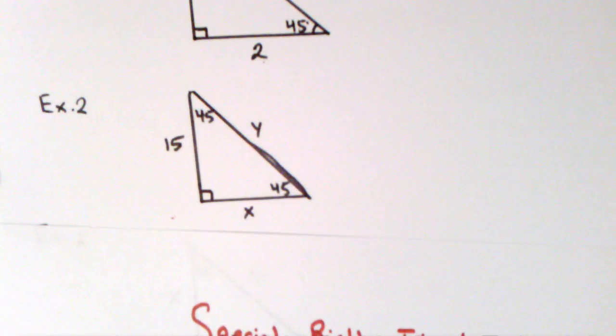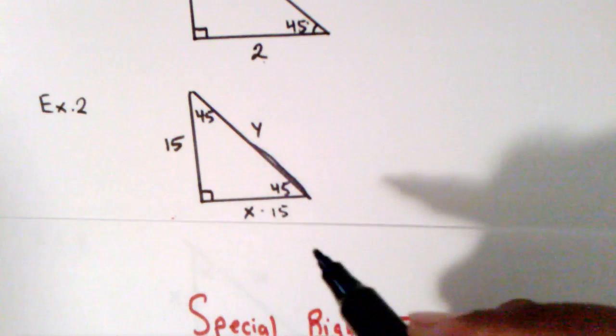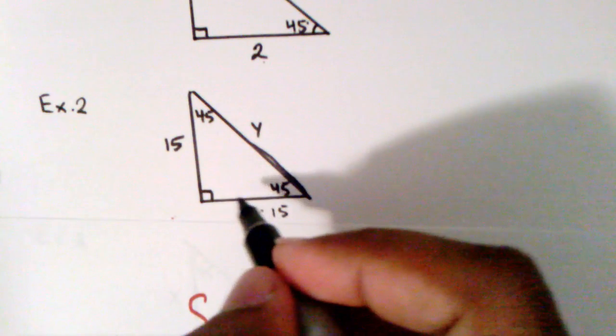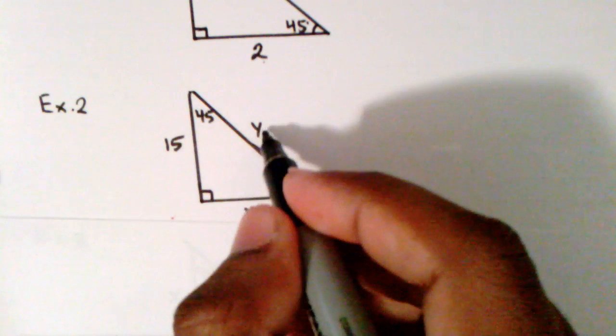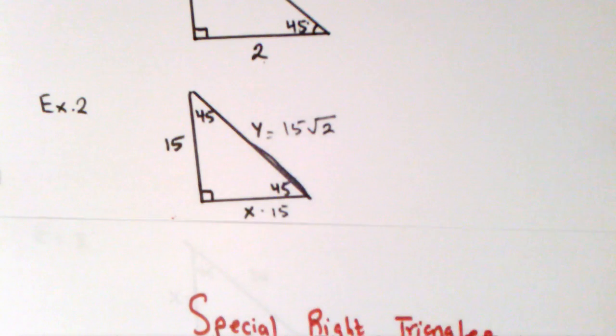Example 2, we're given a length of 15 for one of our legs. So if this is a 45, 45, 90 triangle, this should also be 15. And now, what does my right triangle tell me to do? It tells me 15, 15. This is going to be 15 radical 2. It's that easy.